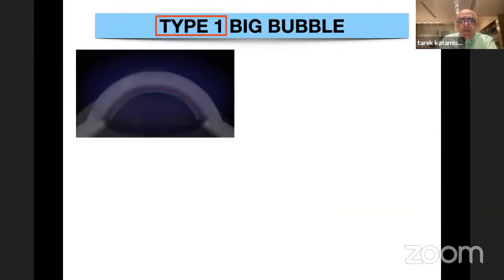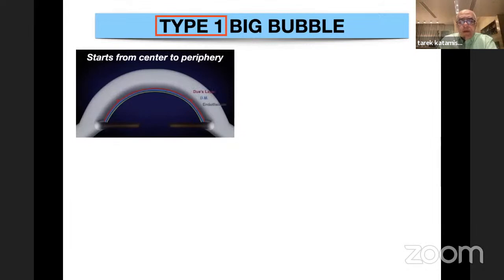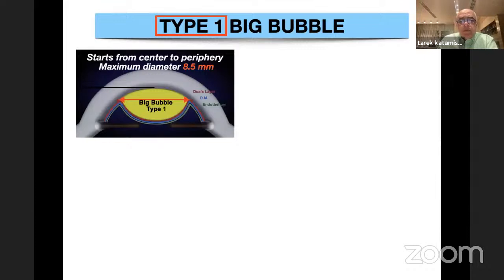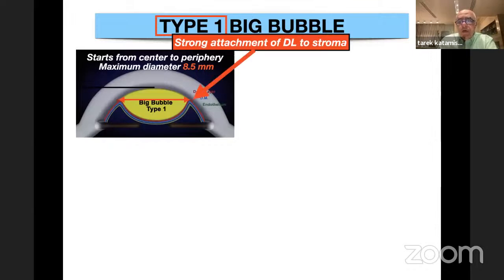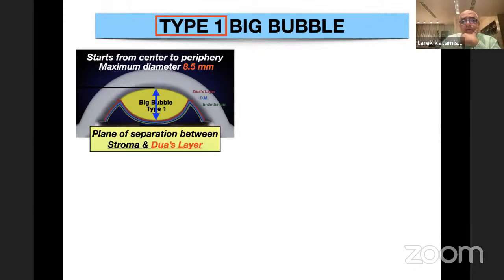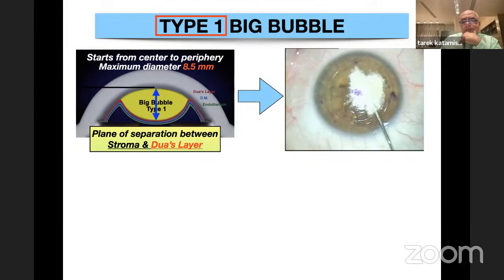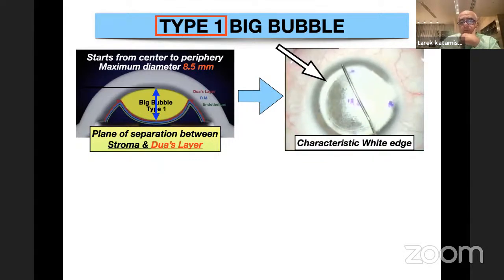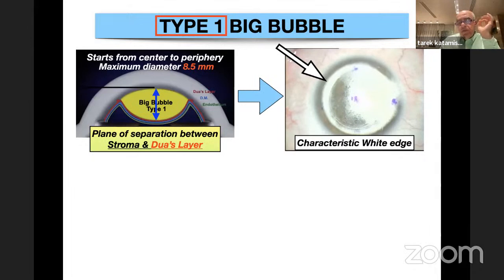Type 1 big bubble usually starts from the center, as you see. Why? Because there is strong attachment of Dua's layer at the periphery of the cornea. And the maximum diameter of this bubble is 8.5 millimeters due to the strong attachment of Dua's layer to the stroma. And as you see, the plane of separation is between the stroma in front and Dua's layer behind. And as I have mentioned, this bubble is characterized by having this white edge. What's important for me is the edge, the white edge.